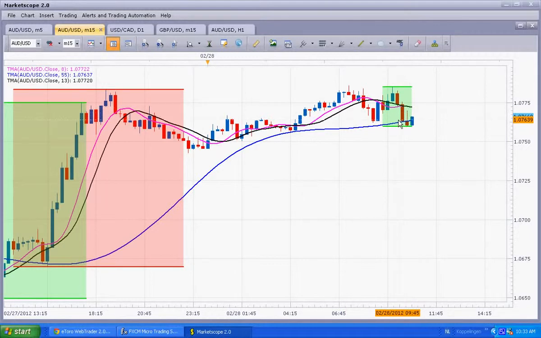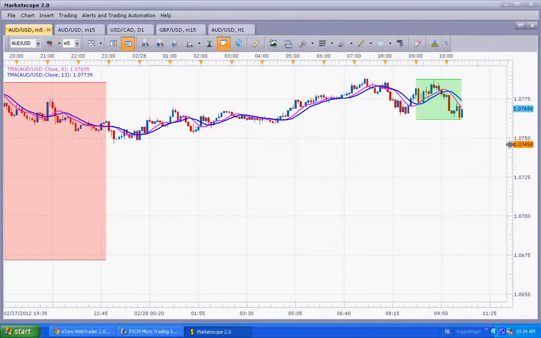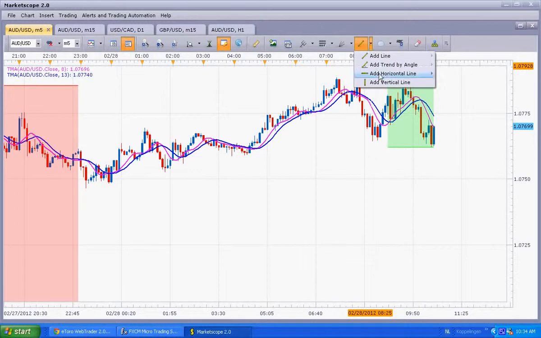And place your stop loss just above the high here. Stop loss would have come here, just a few pips above the high at 1.0789. You take your trade at 1.0776, so about 20 pips, and you're targeting 20 pips, so your target would have been 1.0756, about here. That was your target for the day.